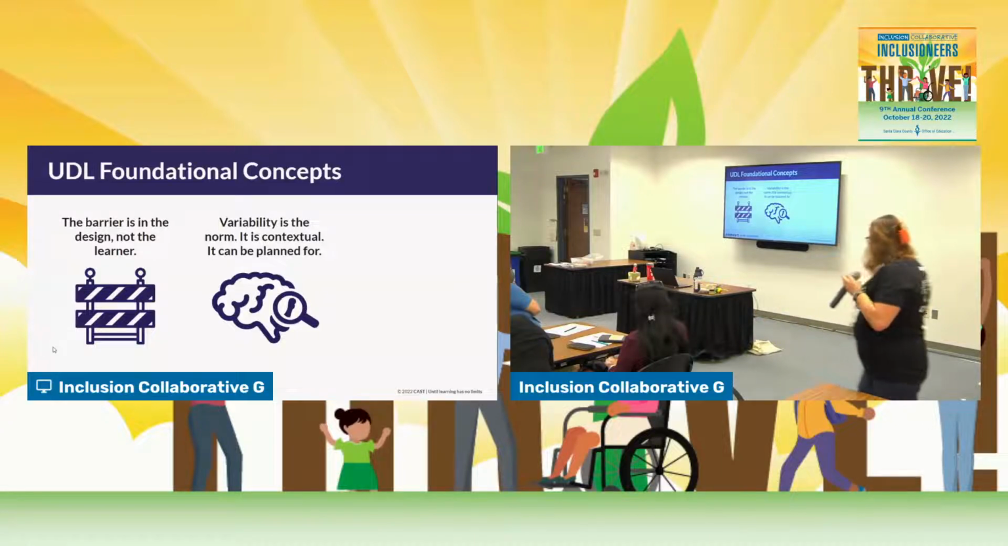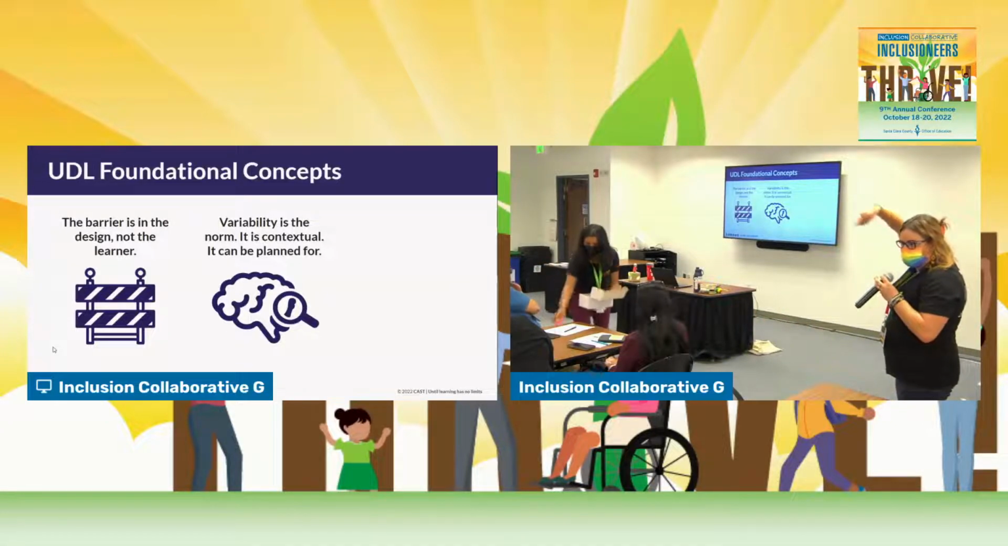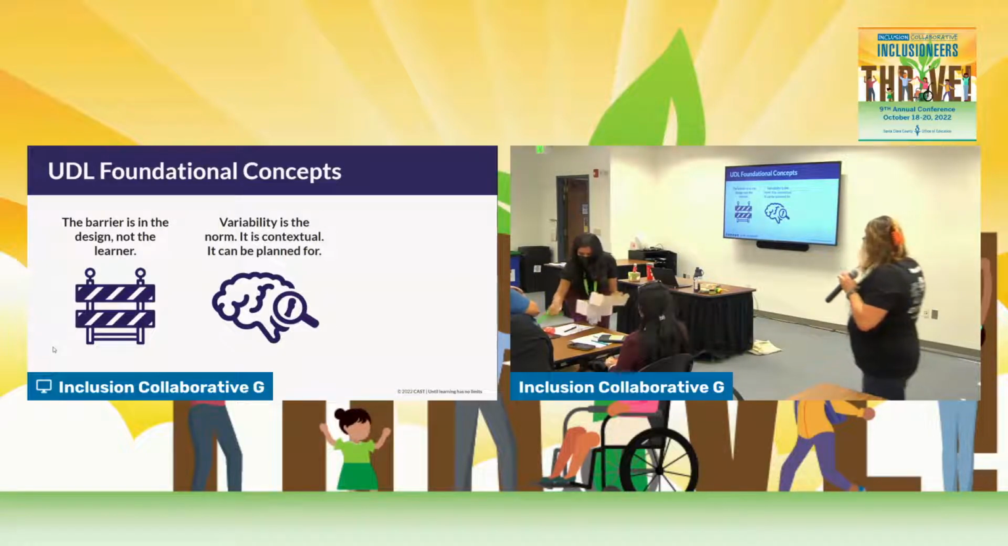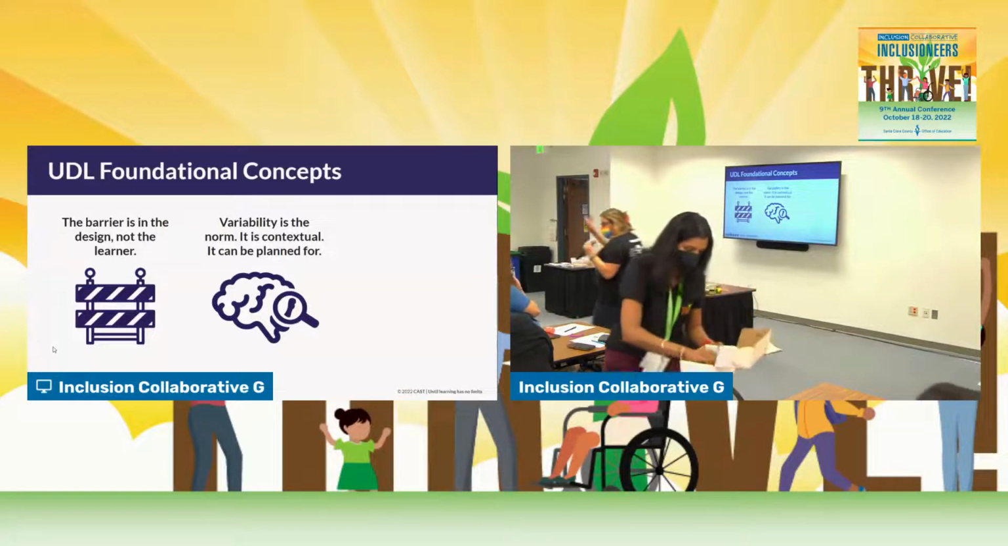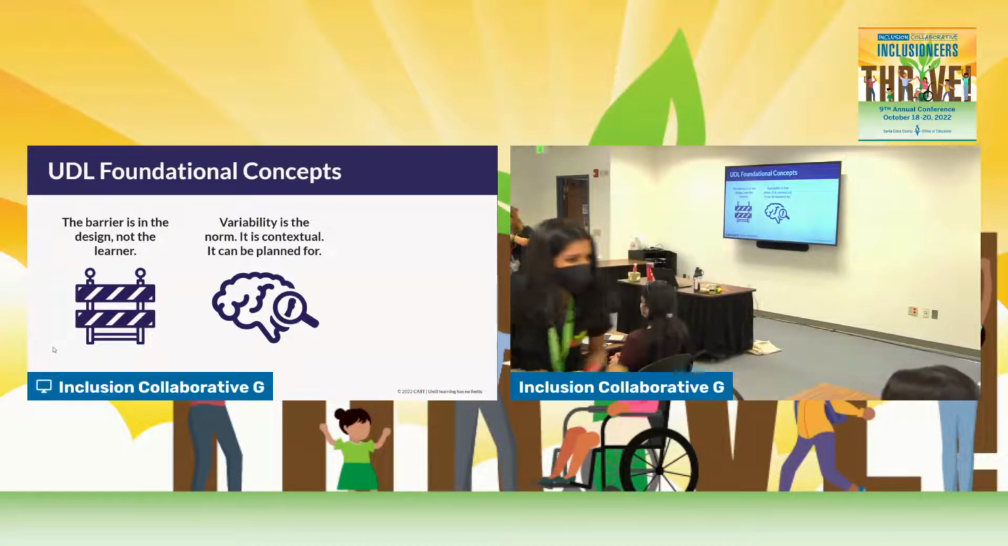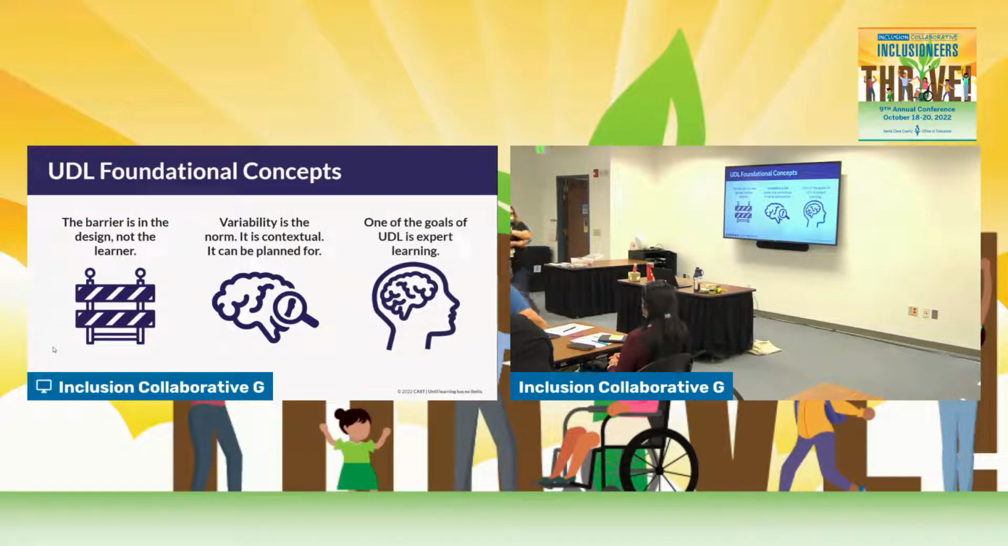And so, that is the norm, variability. Did you just see that, what happened in this room? All of us had different answers. That is the norm. It is also contextual. So how I am at the beginning of the day is way different from how I am at the end of the day. The more tired I am, the worse my ADHD shows up, the less that I can control that and self-regulate. It can be planned for.